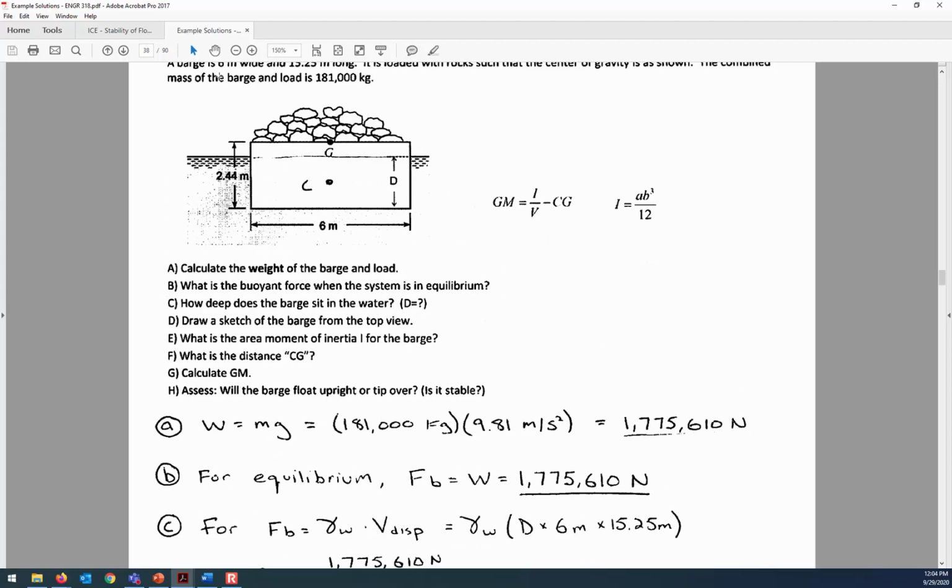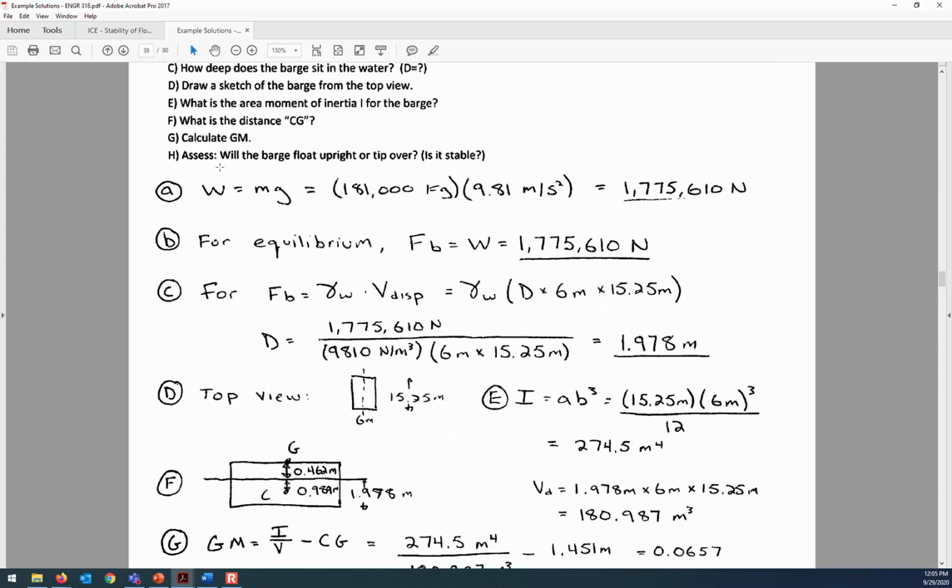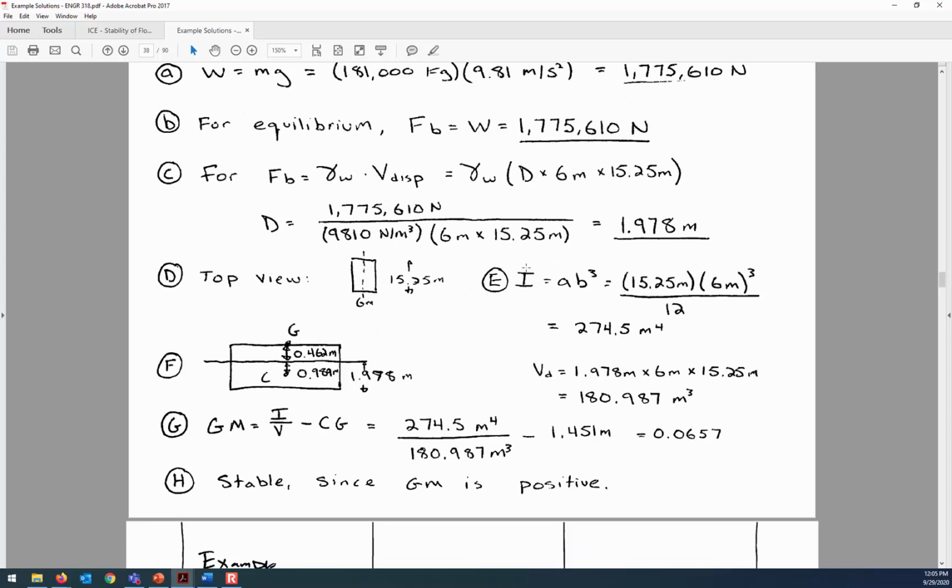And then this dimension of 2.44 from the top edge to the bottom is then how we find out the distance from the water line up to G. So in other words, 2.44 minus 0.989, I'm just doing this on my calculator, yep, is 1.451. So the distance CG.